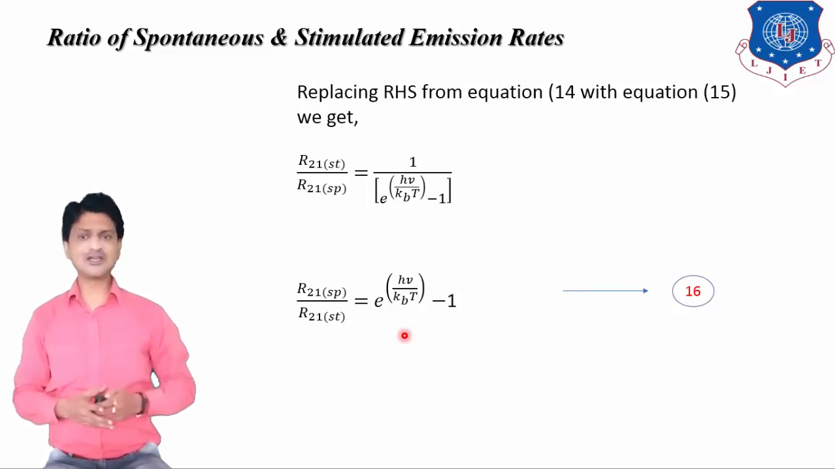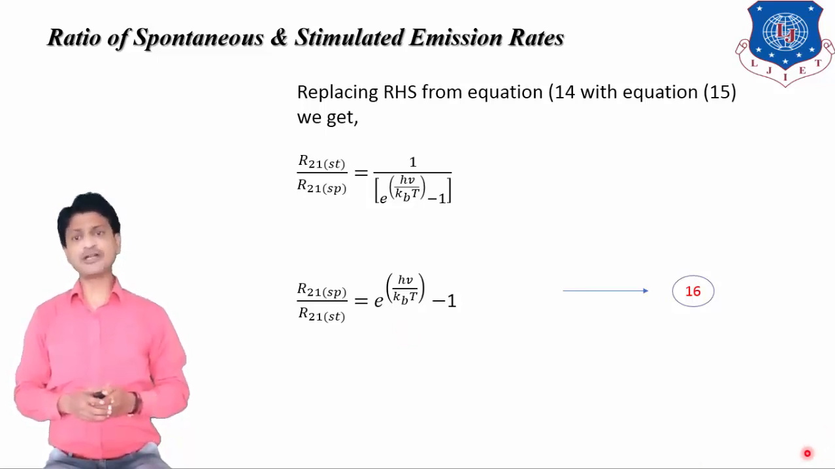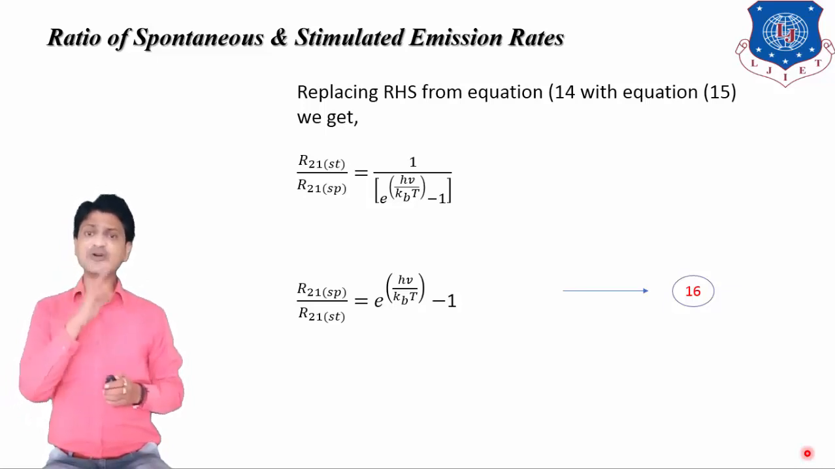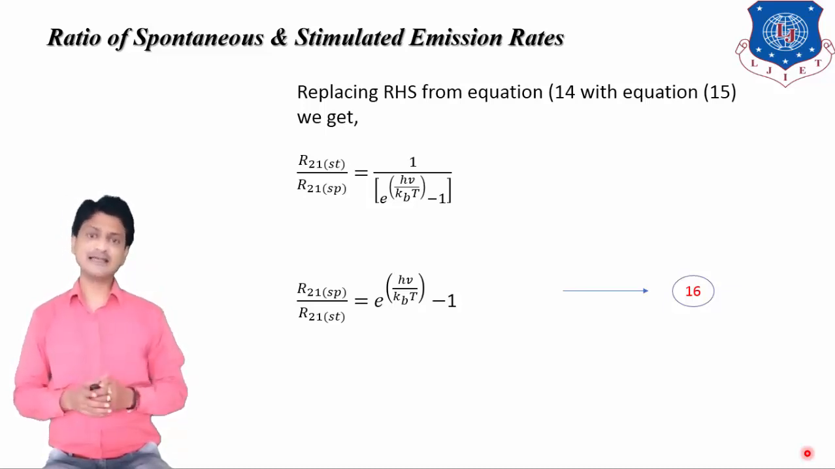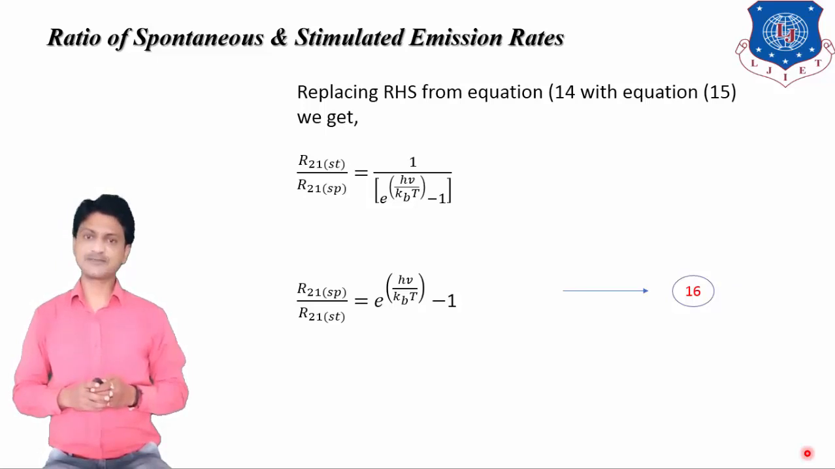Now when the energy of the incident photon is much greater than kB into T, the number of spontaneous emissions far exceeds the number of stimulated emissions. Hence, under this condition, hν is greater than kB into T. In order to achieve more stimulated emission, the population N2 of the excited state should be much larger than the population N1 of the lower state. This condition is known as population inversion.